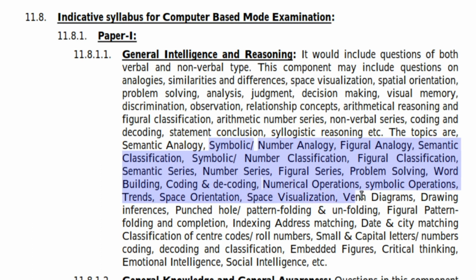orientation, space visualization, Venn diagram, drawing, inferences, punched hole, that is pattern folding or unfolding, figural pattern folding and completion, indexing, address matching, date and city matching, classification of center code, roll number, small and capital letter or number coding, decoding and classification, embedded figures, critical thinking, emotional thinking, social intelligence, etc.